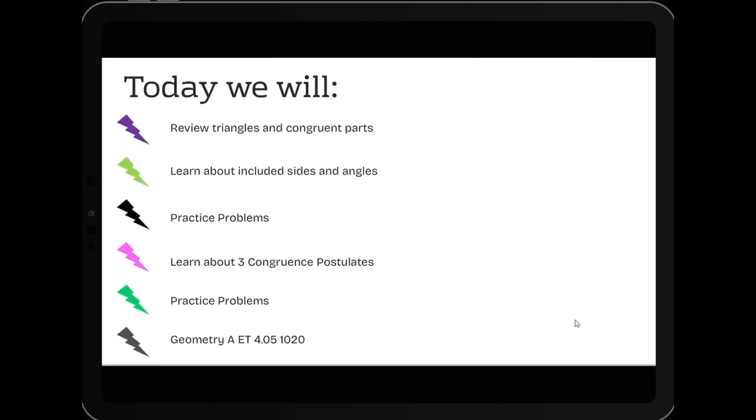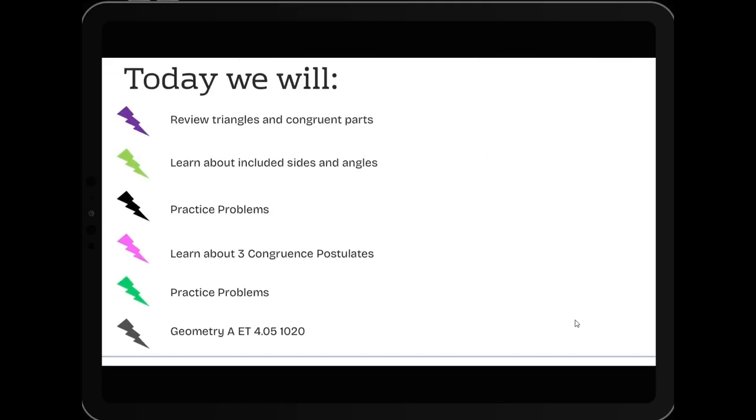Specifically, we're going to review triangles and congruent parts. We're going to learn about included sides and angles. We're going to practice problems. We're going to talk about those three congruence postulates and or theorems, practice problems related directly to that, and then you have your exit ticket.